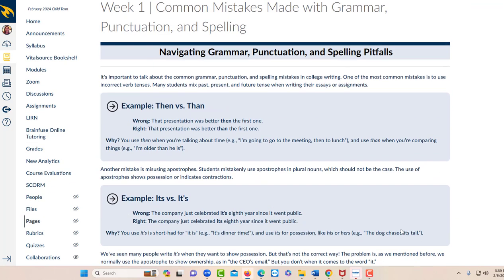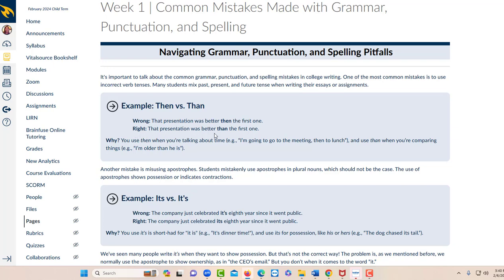Here are some common mistakes made with grammar. So, navigating grammar, punctuation, and spelling pitfalls. Here is the difference between then and than. Than is used when comparing. That presentation was better than the first one. And so when we use than, we use it in a comparative to compare two things.